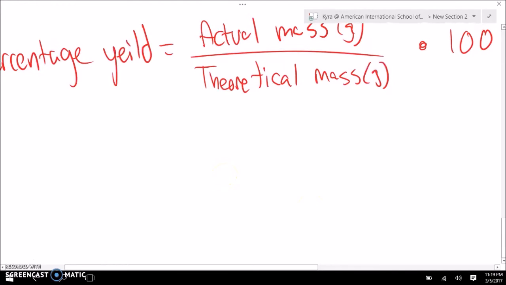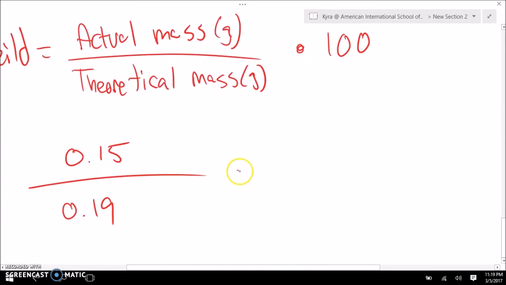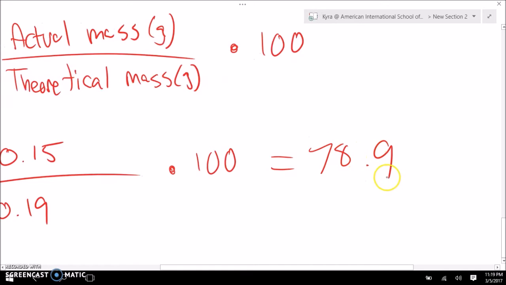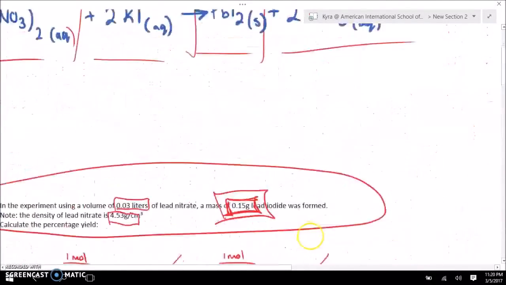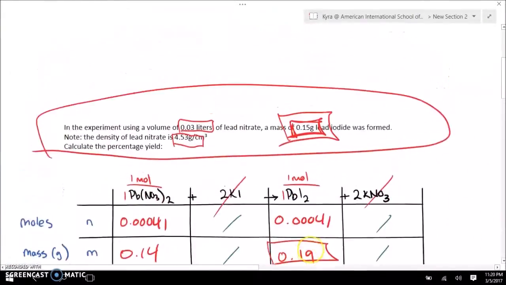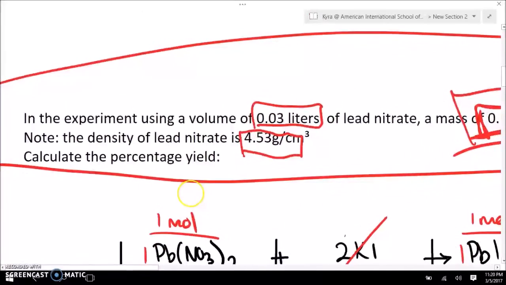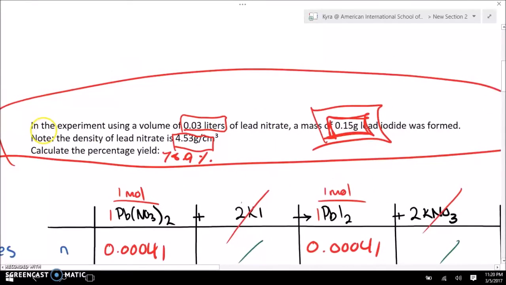So based on the information given, we know that the actual mass is 0.15 and the theoretical mass was 0.19. Multiplied by 100, we get 78.9%. This is the percentage yield of lead iodide from lead nitrate in this equation. So if we go back up here, calculate the percentage yield, 78.9. And that is it.